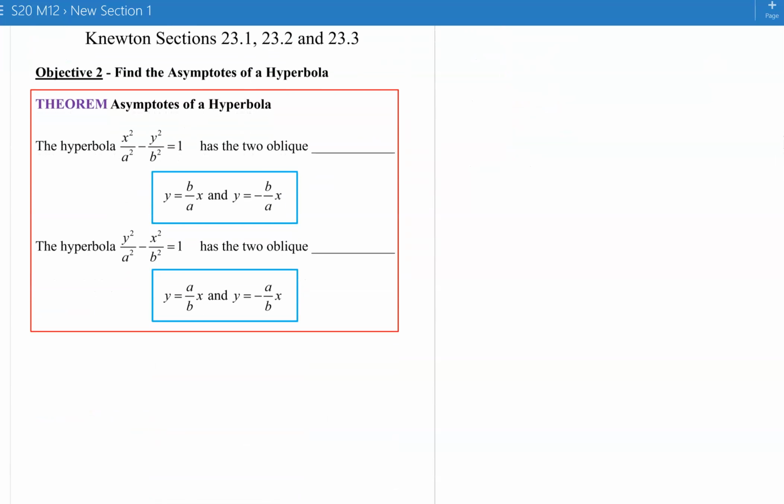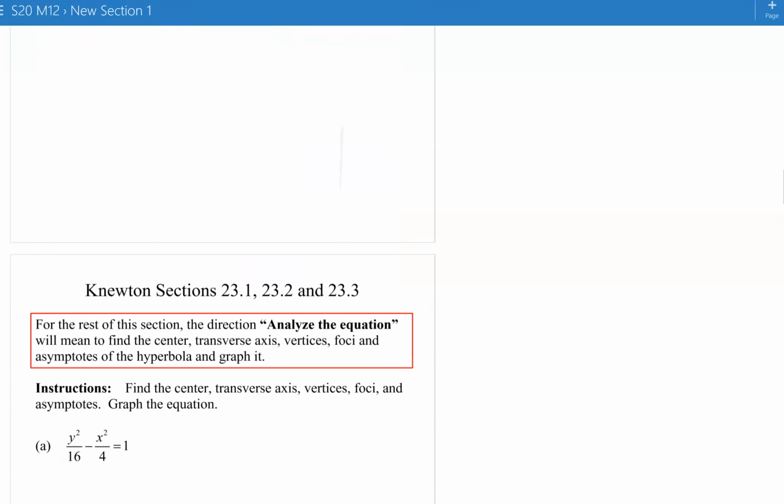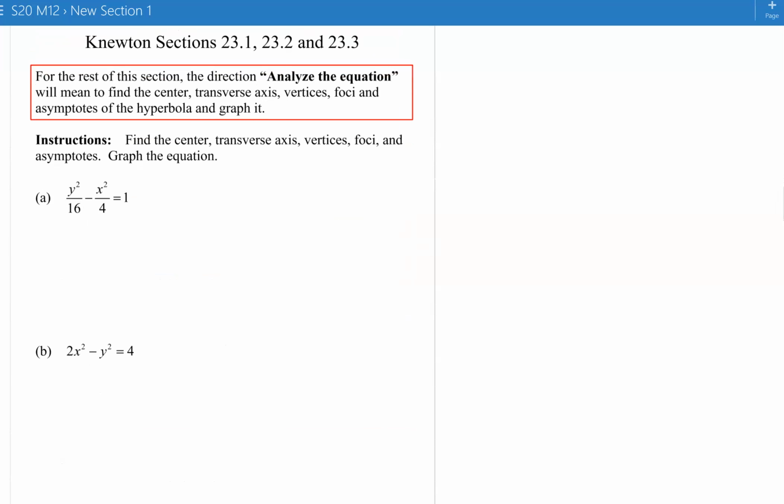Then you could remember these equations of asymptotes, or I'm going to show you a way that I find them from the work of drawing the picture that goes with the equation. So these are the equations of the oblique asymptotes. But rather than memorize formulas, I'd rather you understand where those formulas come from. So let's look at an example.